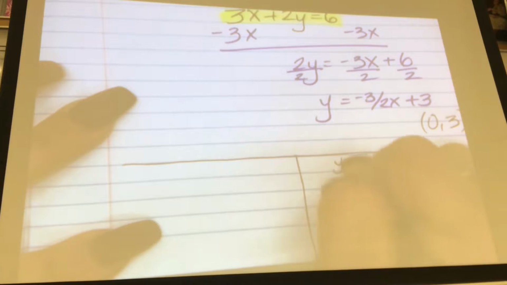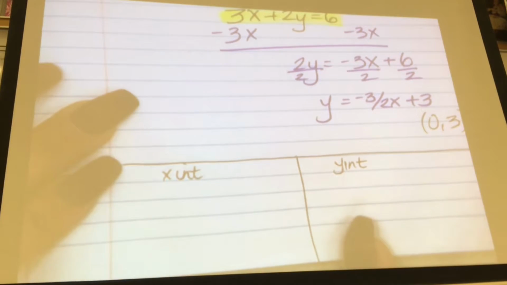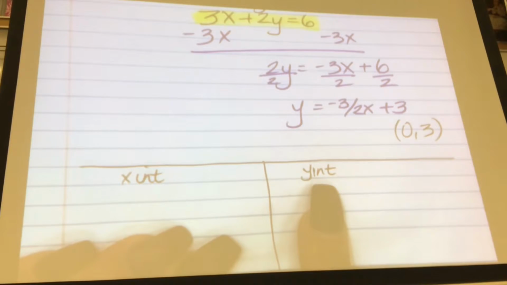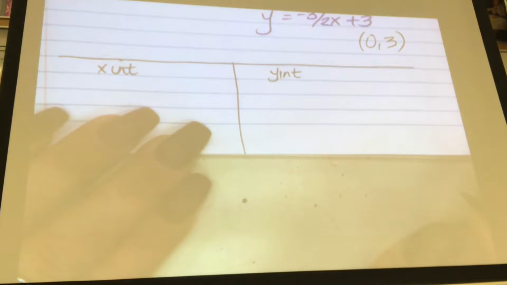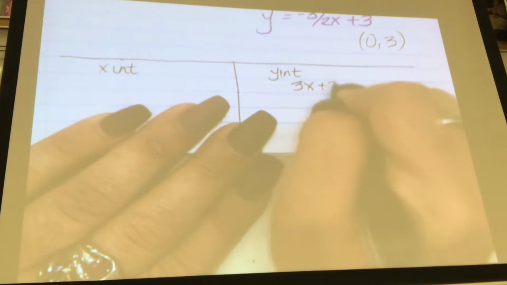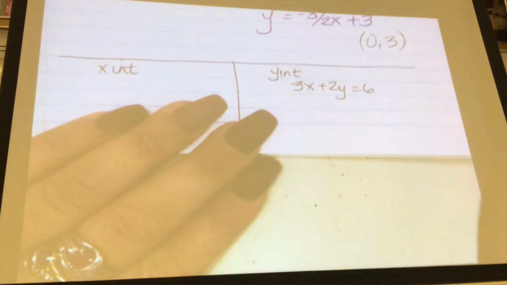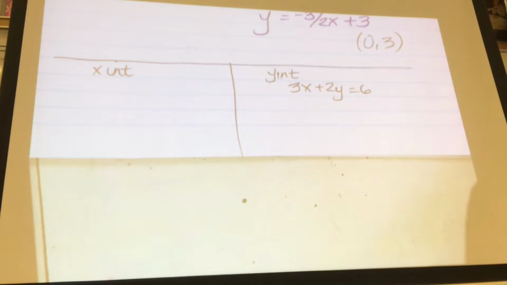And we'll do the y-intercept on the right-hand side because in a second I'm going to teach you the x-intercept as well. But let's just focus on the y-intercept. You just told me that in the y-intercept the x is equal to 0, right? So watch what happens. 3x plus 2y equals 6. If I want the y-intercept, I'm going to plug in 0 for x.